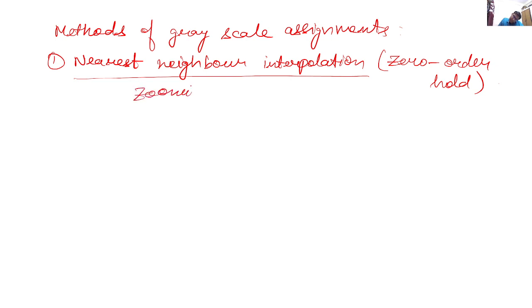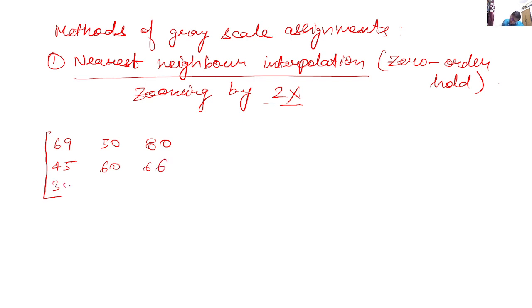Let's try zooming an image, zooming by 2x. 2x means twice the original width and height. So let us suppose the original image is this: 69, 50, 80. These are the DNs, by the way. 45, 60, 66, 30, 55, 80. So this is the original image. The next stage is to expand the columns.